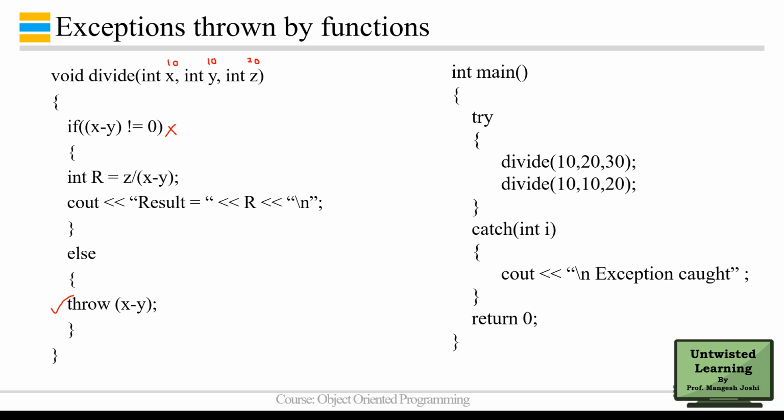Okay, now once this try block's exception is thrown, the function has thrown the exception, right? The divide function has thrown the exception, right? So it will go to the corresponding catch block here. Okay, now you can see integer i, it will display exception caught and finally it will return 0. So in this way you can see the working of exceptions thrown by the functions.